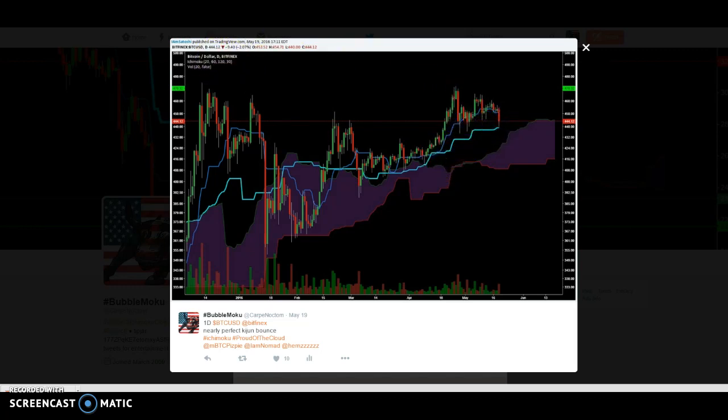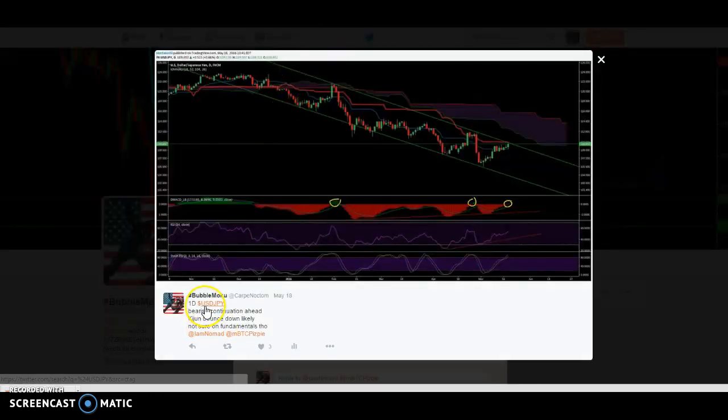Okay, this is on the daily. This is UJ, which is Forex, on the daily. You can see we're in a downtrend. This was May 18th. You get Kijun touches after Kijun touches, okay? You have your Kumo breakout.